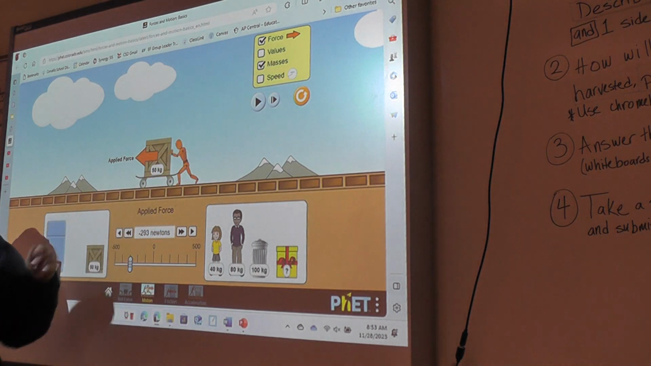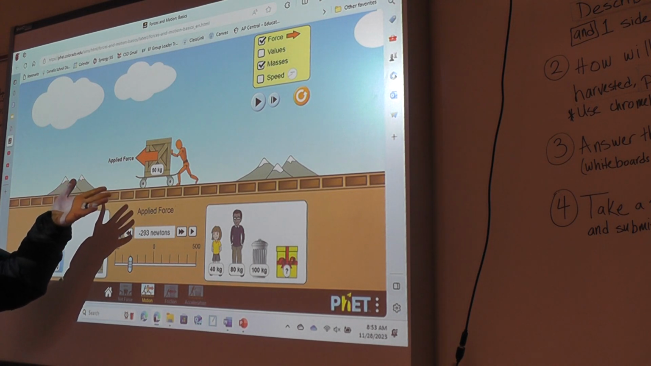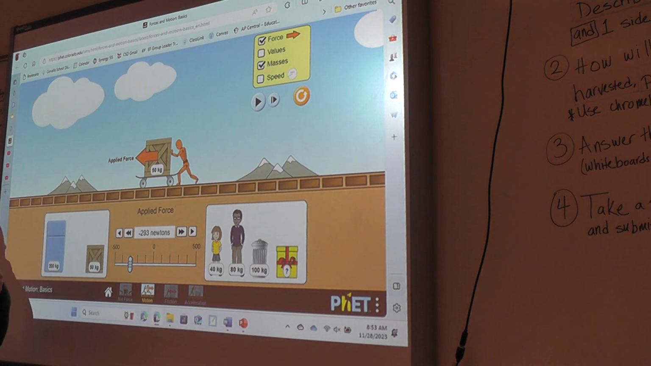Let's see. Yeah, it's 50 kilograms. So that's 500 newtons. That's like a small person. So it would be a lot, but this is a pushable thing.